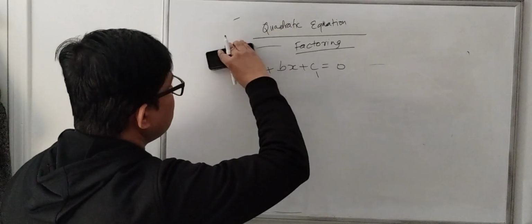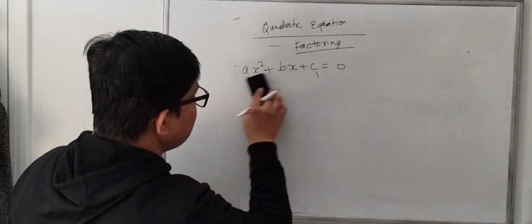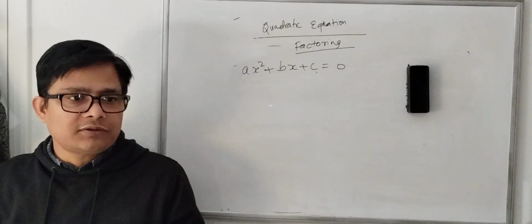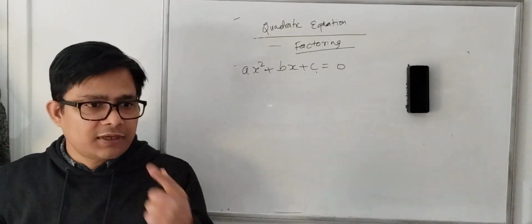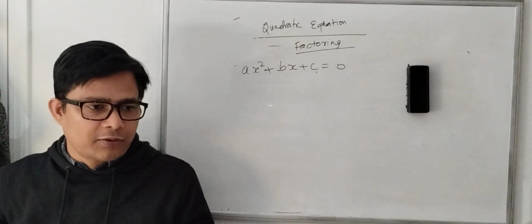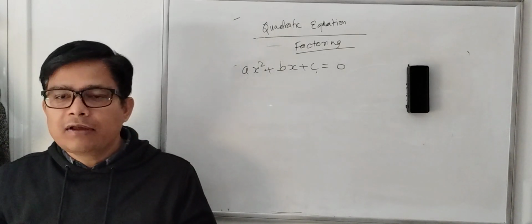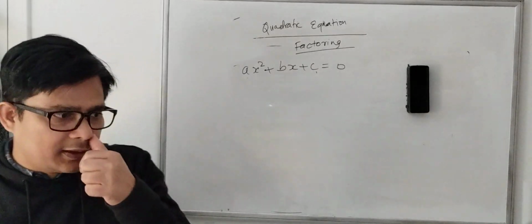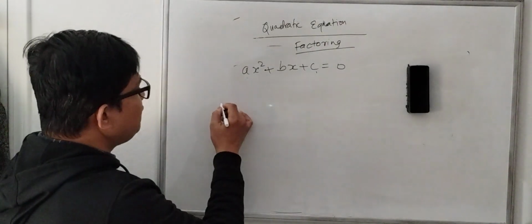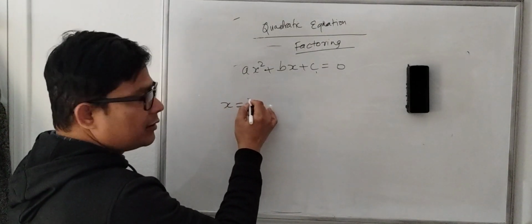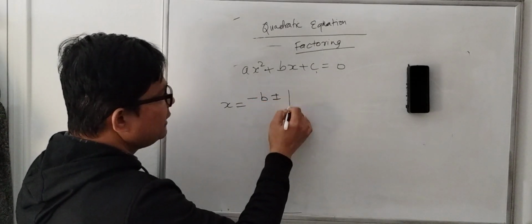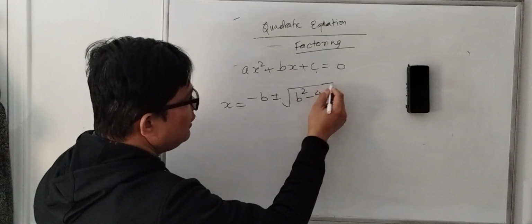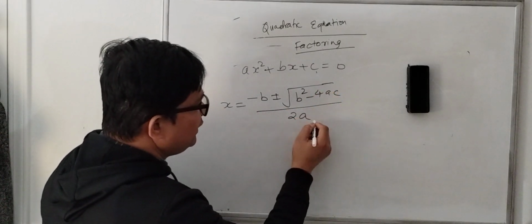And maybe you will stop using factoring, but for the time being, for the homework I'll give you, try to use the factoring approach. Maybe a couple of examples will be based on the formula, but first try to use factoring. If you don't get the answer using factoring, then you can apply the formula. So let's look at the formula. The formula is x equals minus b plus minus the square root of b squared minus 4ac, divided by 2a.